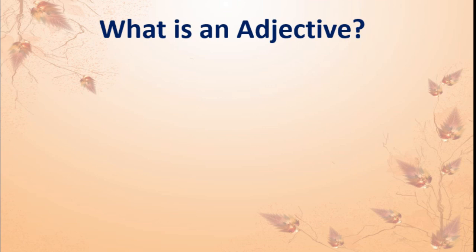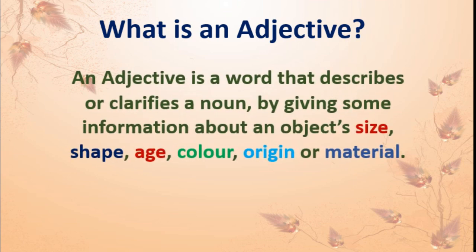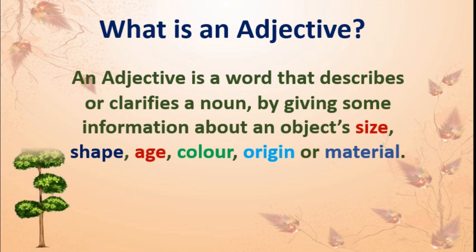What is an adjective? The answer is, an adjective is a word that describes or clarifies a noun by giving some information about an object's size, shape, age, color, origin or material. See, we'll go through one example. See this. This is a tree. You know this, correct? Now I will write, this is a tall tree.